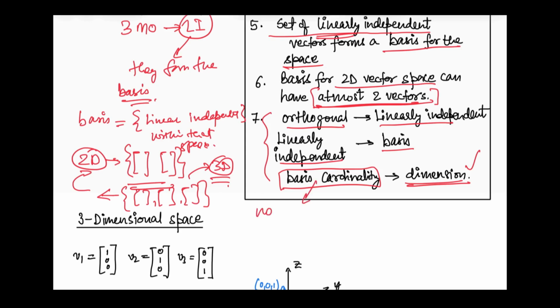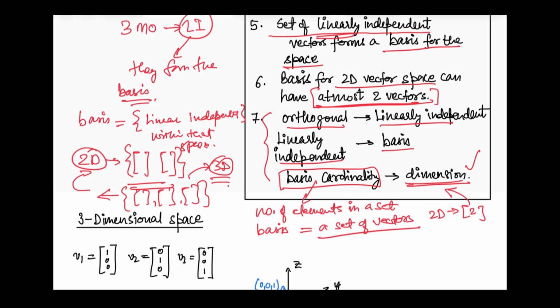Cardinality means the number of elements in a set, and a basis is a set of vectors. So for a 2D vector space, we will have a basis with two elements, and the number of elements is always equal to the dimension. So a 2D space will have a basis having only two elements. An n dimensional space will have a basis with n elements. So that is how it works.